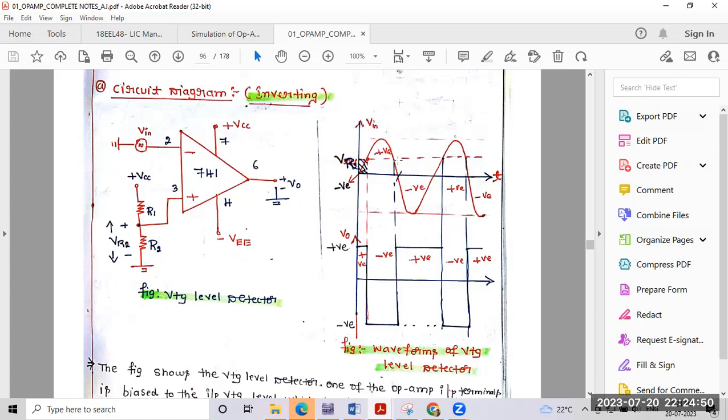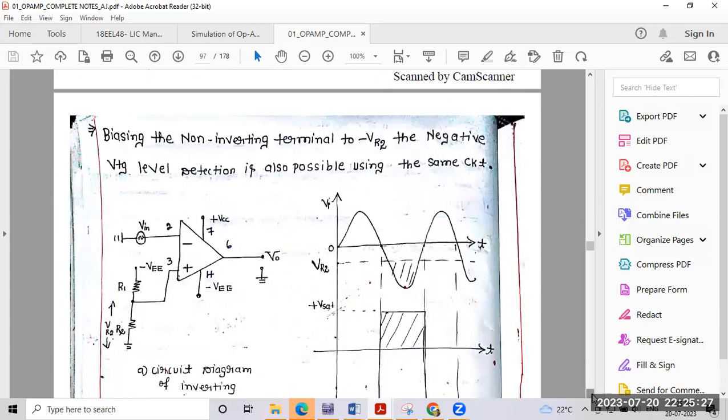Okay, and then another condition here, another reference. Second part: whenever our input reaches this reference, our output will change from negative saturation to positive saturation. So this waveform is going to go on until the supply is existent. Here negative, here positive, here positive, here negative, here negative, here positive, and so on. This is how our voltage comparator will work.